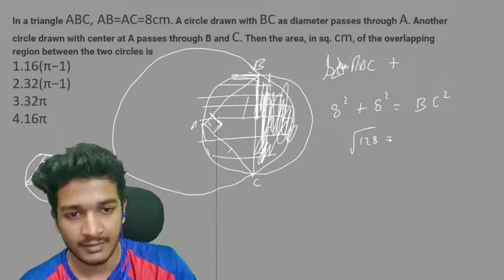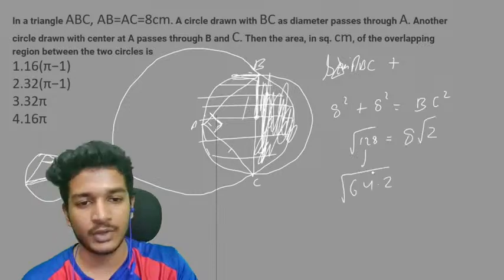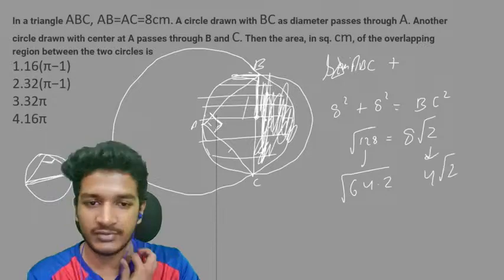This is 8 root 2. What did I do over here? I broke this down as 64 into 2 under root. So root 64 is 8, and then I'm left with root 2. So this BC is this much. How much will the radius be? It will be half of this. So the radius of the circle I got as 4 root 2.